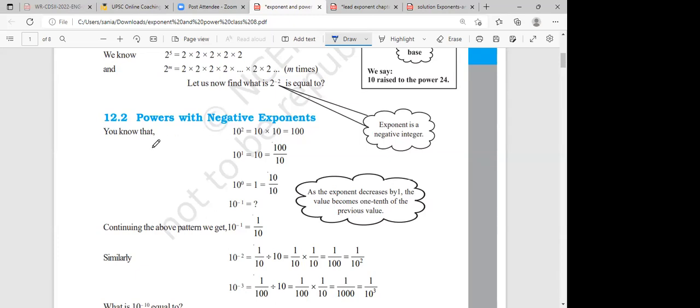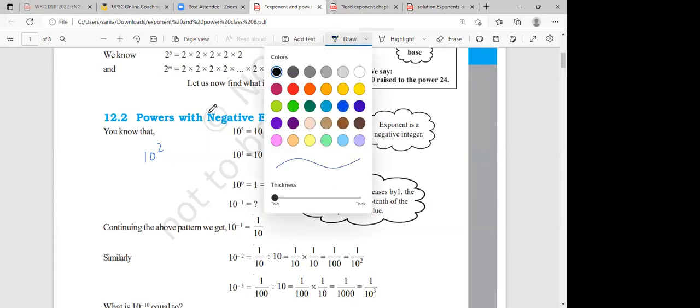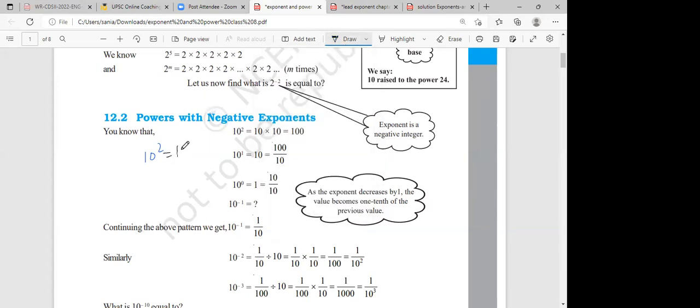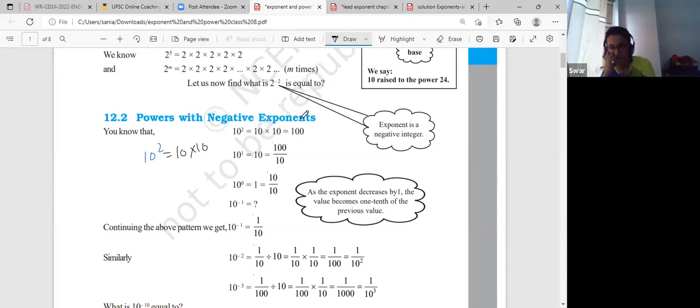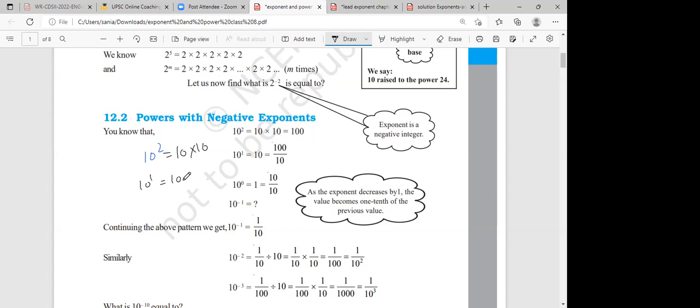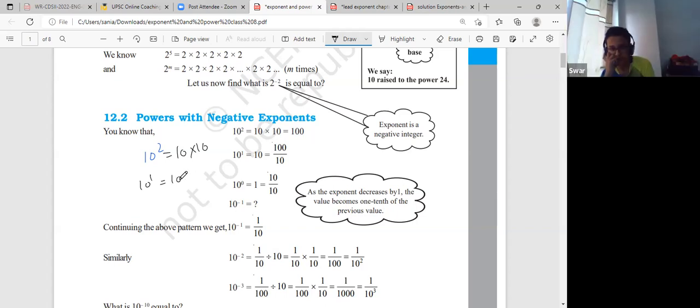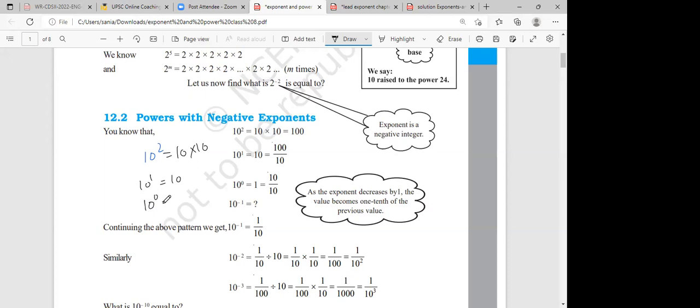See, for example, you got 10 raised to the power 2. So it is basically 10 being multiplied 2 times. Clear? But if it is 10 raised to the power 1, it means 10 is being multiplied only 1 time, so it is 10. And this is very important: if it is 10 to the power 0, then the answer is always 1. Remember one thing, it's not only about 10. For example, 2 raised to the power 0 is also 1.